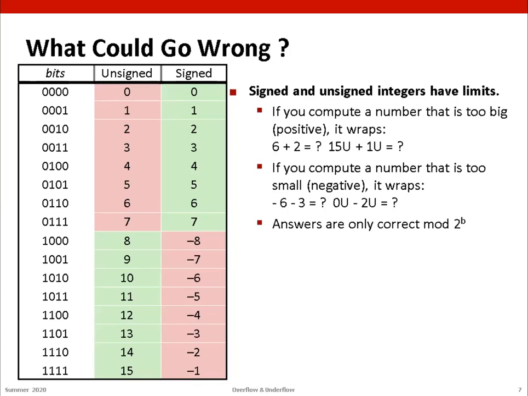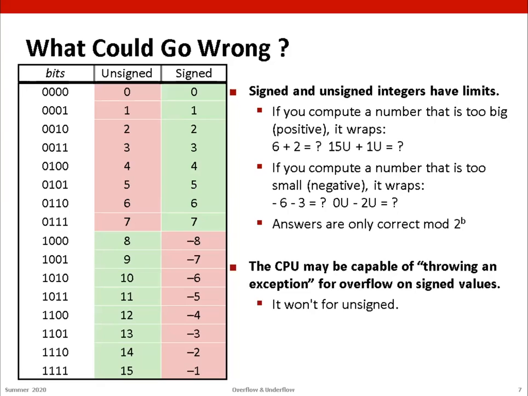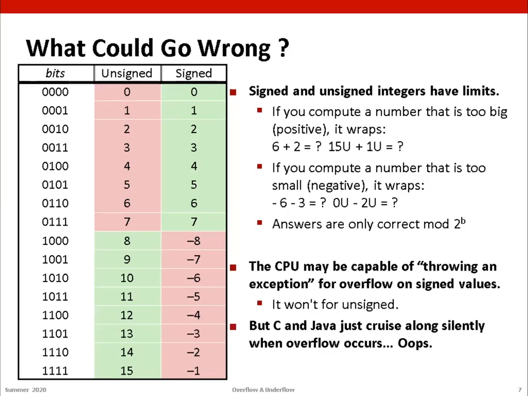So we have to remember which type of number we have in memory. Is it a 2's complement number or is it an unsigned integer? And that's where we get into data types supported by different programming languages. The CPU may only be capable of throwing an exception for overflow on signed values. However, most of the time the CPU won't throw any exception for the unsigned case. C and Java, both languages, would not bother checking whether the arithmetic was correct or not. So you have to do an explicit check if you really want to know whether the arithmetic worked out.